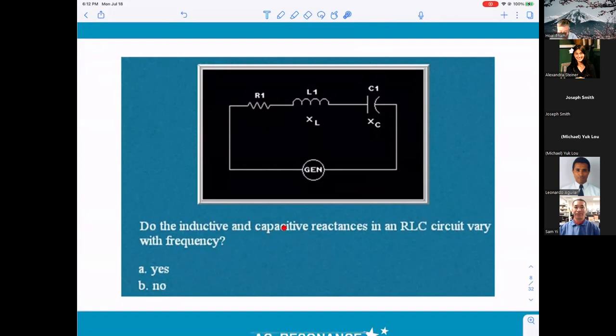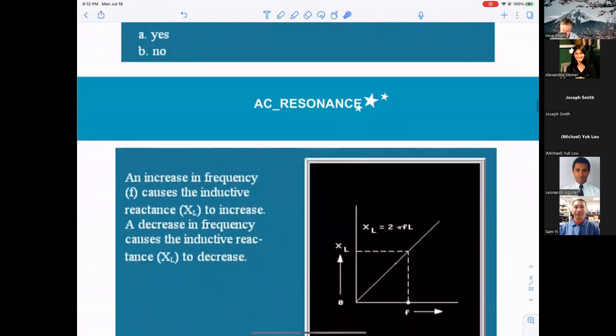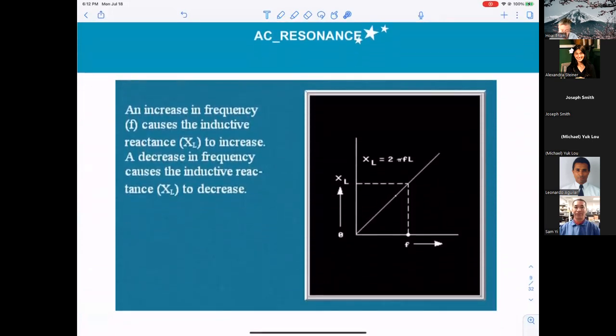Do inductive and capacitive reactance in an RLC circuit vary with the frequency? Yes or no? Yes. Okay, good. It will be yes. The thing is, when you get through that one, that helps you a lot when you're doing the lab. Okay, you can get through quickly.